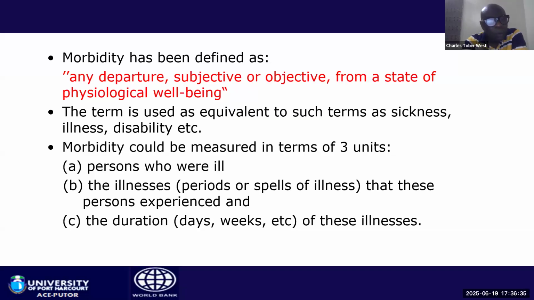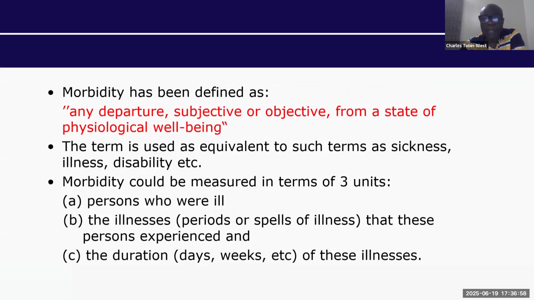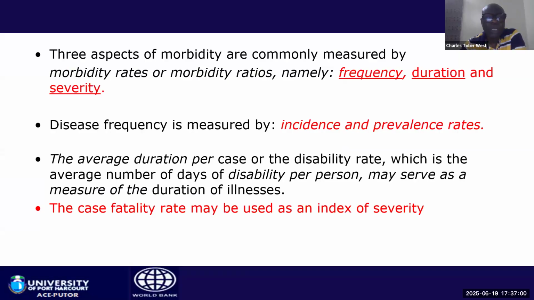And the other way we measure it is the duration. Some can be in days, some in weeks, in months, or even some sicknesses in years. So sickness can be measured in duration, or by episodes, or by the number of persons. So that's how we measure disease.